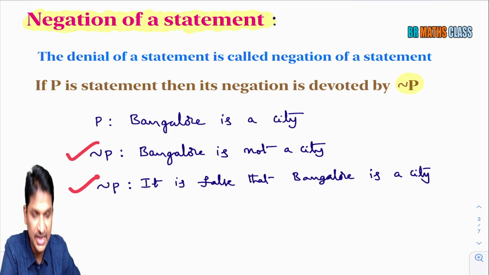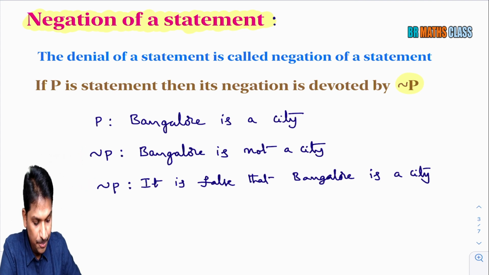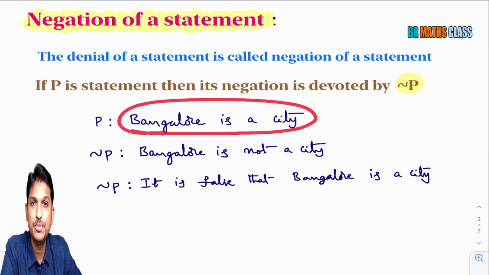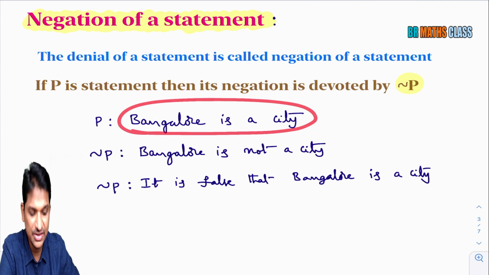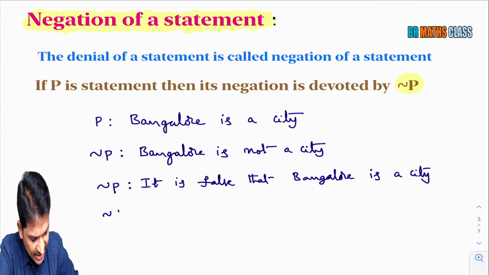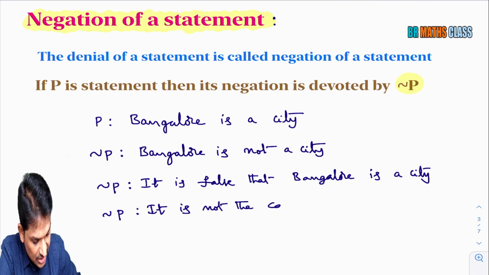Here, two ways I have already written. I just want to write one more way. Bangalore is a city is the statement now. For this, negation can be written like this also: it is not the case that Bangalore is a city. It is not the case that, it tells you that it is false only. It is the case means that it is presenting. It is not the case means it is false. Try to understand. Here, Bangalore is a city is the statement. For that, negation can be written like this also: it is not the case that Bangalore is a city.